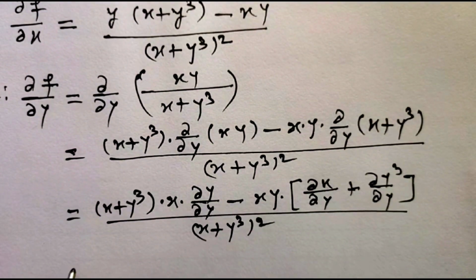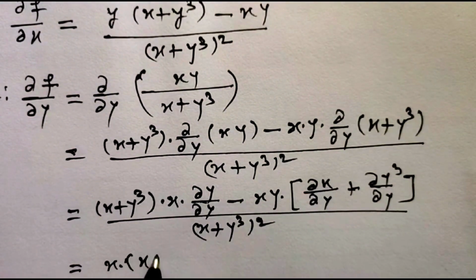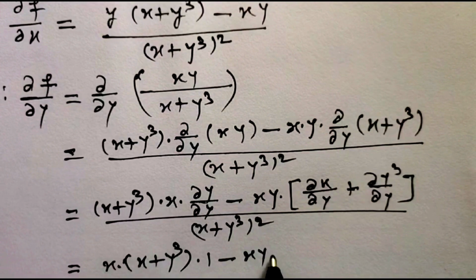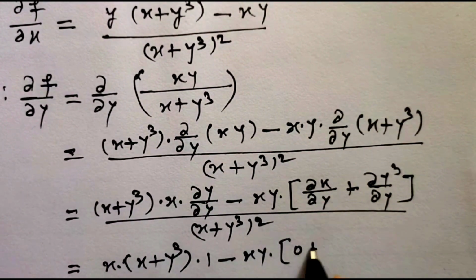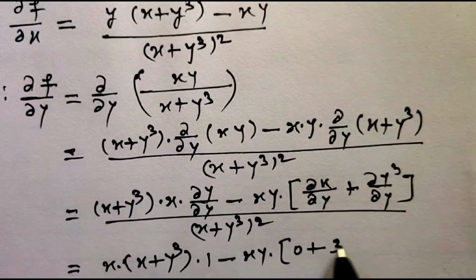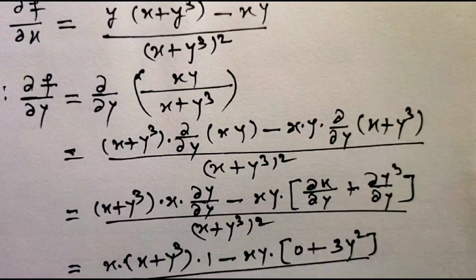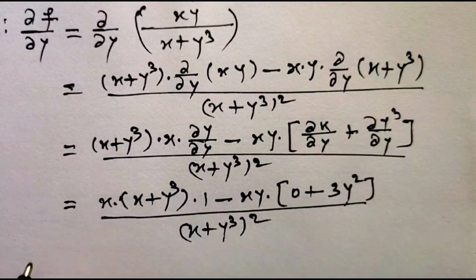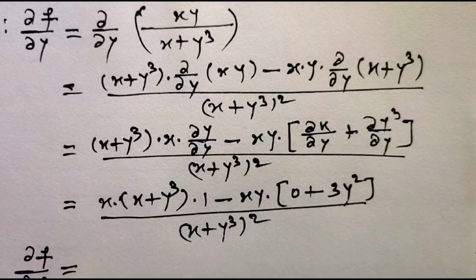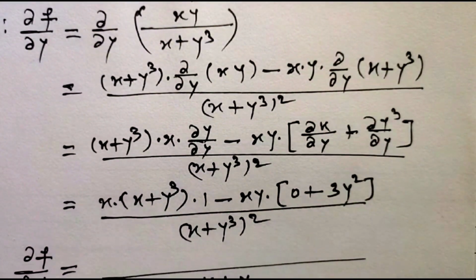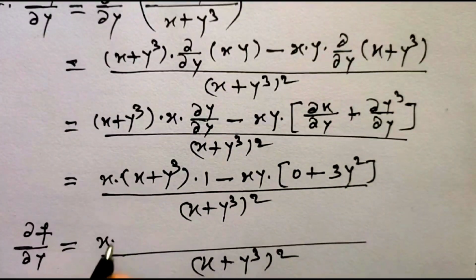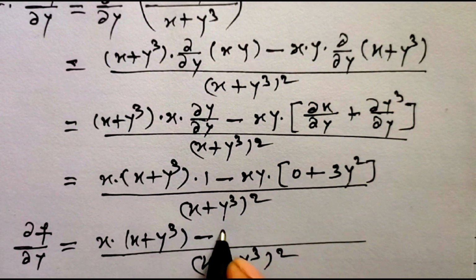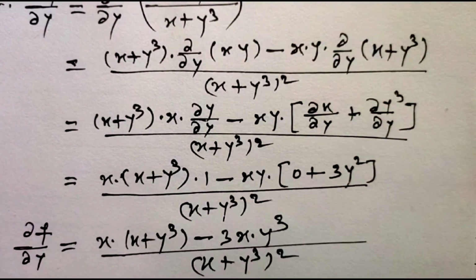So after simplification, this is equal to x into (x plus y cube), the derivative of y with respect to y is 1, into 1, minus xy into the derivative of x with respect to y, which is 0, plus the derivative of y cube with respect to y, which is 3y square, and the denominator as it is, (x plus y cube) its square. Again simplify and get the partial derivative of f with respect to y. This is equal to the denominator as it is, (x plus y cube) square, and the numerator x into (x plus y cube) minus xy into 3y square, meaning 3 times x into y cube. Now you can simplify this.